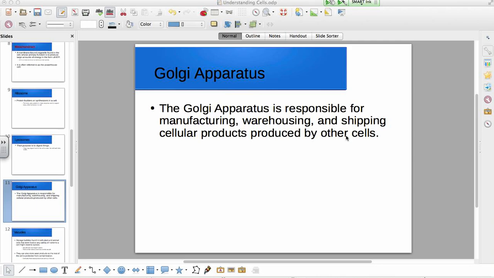So again, really important emphasis, the part that we need to focus on is that the Golgi apparatus is going to manufacture, warehouse, and ship the cellular products that are produced by other organelles. Okay, so when those organelles make their products, they send them to the Golgi apparatus so that it can do its task, manufacture them and warehouse them and ship them out to the other parts of the cell.